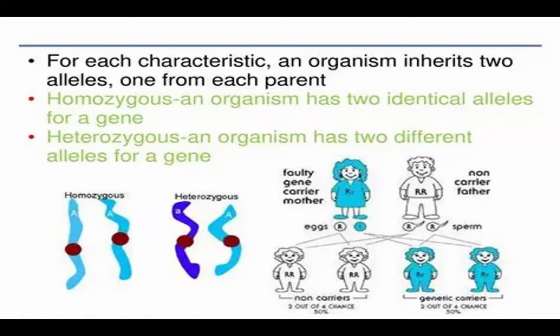So let's say that we have a mother who is a gene carrier, so she has one dominant and one recessive in the X alleles. And combined with a father that is a non-carrier, so it's homozygous dominant in the alleles of the sperm. What will be the offspring? 2 out of 4 chance, 50%, will be non-carriers with homozygous dominant, and 2 out of 4 chance, 50%, will be heterozygous.